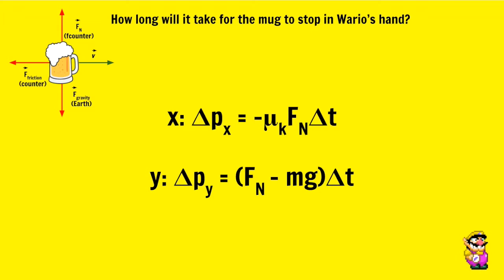In the y direction, the normal force of the counter and the force of gravity cancel each other out in order to keep the mug upright on the counter. So what we can do is solve for the normal force by setting the second equation equal to 0, and seeing that the normal force equals mg if you add mg to both sides.